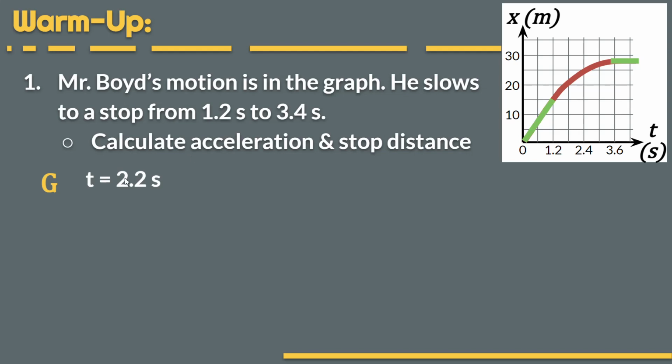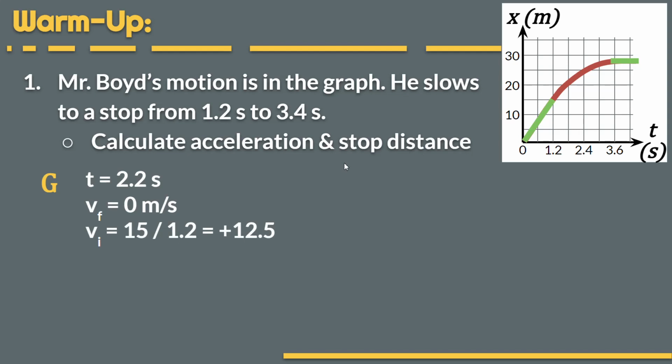The time is 2.2 seconds, and I got that because that is from 1.2 to 3.4. That is a 2.2 second period of time. So you can just subtract those two numbers to figure out the change in time. My final velocity is 0. Again, that's not in the question, but it is in the graph. How fast are you going at the end of that? Well, it's a horizontal line right here, and it says in the question slows to a stop. So you can see it right here as well. So my final velocity is 0.